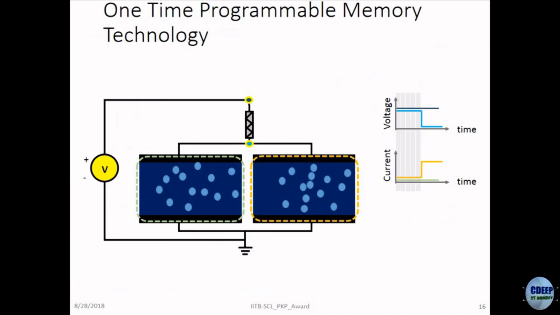So what did we do? This was something that we invented, and what we did was we took two of these capacitors and put a resistor, right?